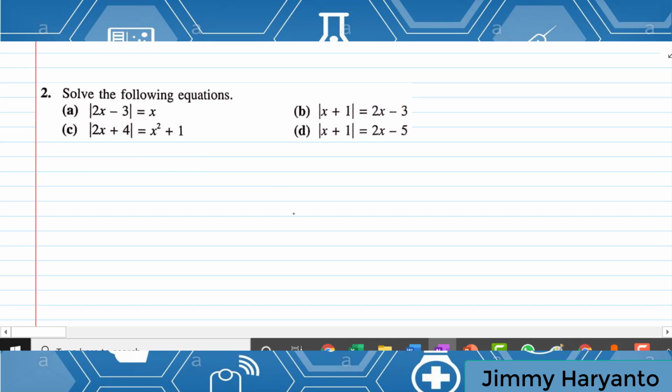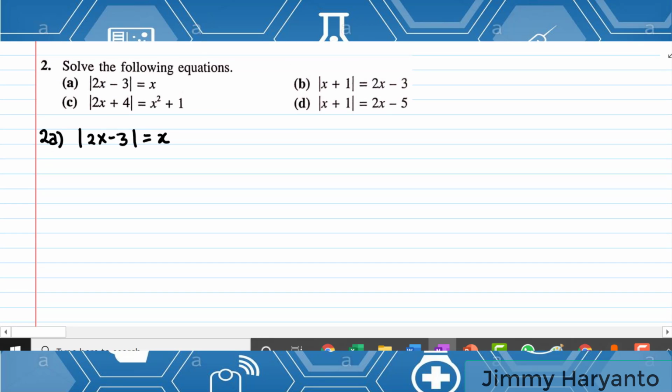Next is number 2. Number 2a. Solve the following equations. So we have to use our last lessons, yeah, about absolute equations. Okay, absolute equations. So the first one is like this. We have to separate them into two. This is the third type, yeah, so we have to check the answer later.